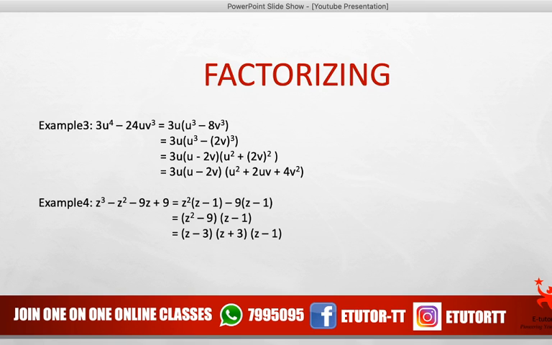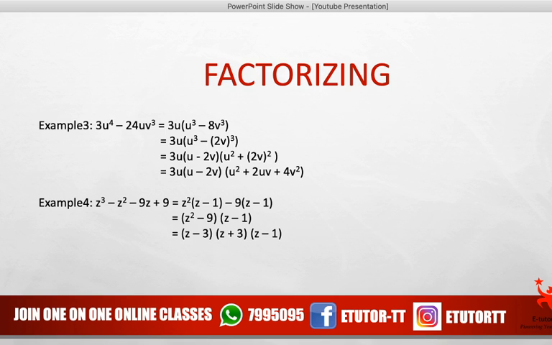Example 3. 3u to the power of 4, take away 24uv cubed. So now, what do we have in common there? You see, you could factor out the 3u, because 3u could go into 3u to the power of 4, as well as it can go into 24uv cubed. So if we take out that 3u, times u cubed will give you 3u to the power of 4. So that's why we have u cubed in the bracket there. Take away 8v cubed, because 8v cubed times 3u gives you 24uv cubed.